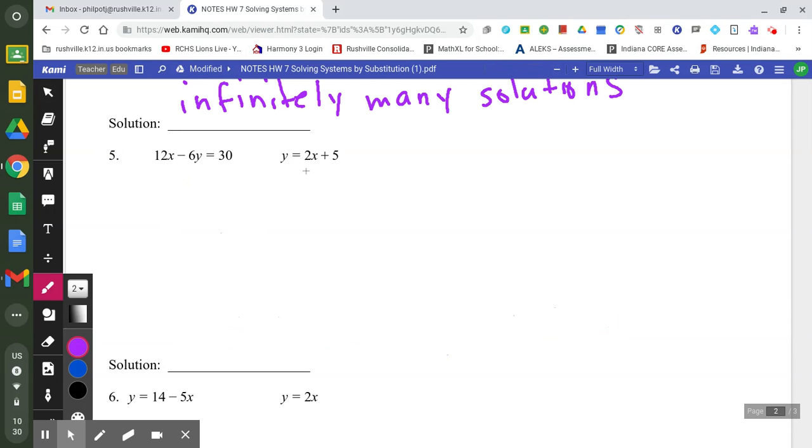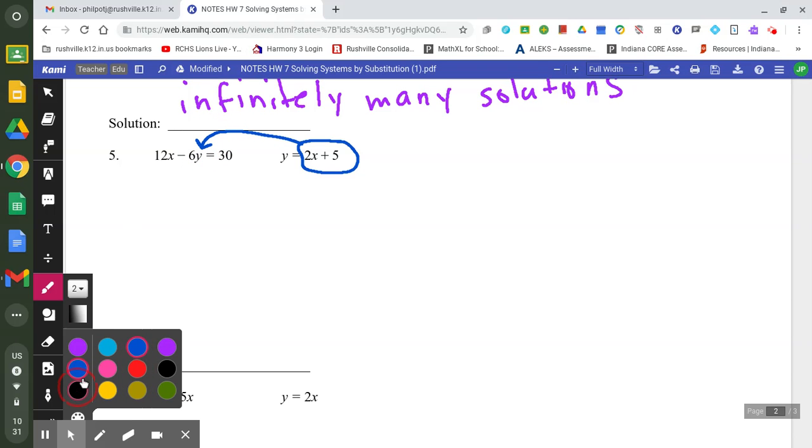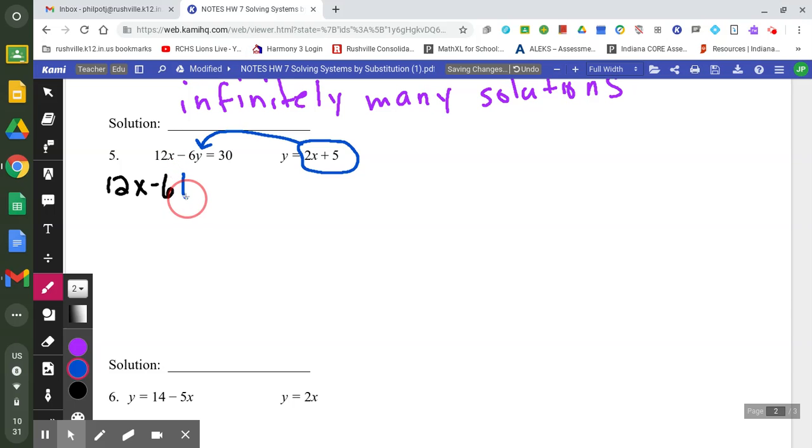Number 5, this equation is already solved for y, so I can begin substituting. So I'm going to take this 2x plus 5 and put it in for this y. So this line will be 12x minus 6 times the 2x plus 5 equals 30. So now I'm going to simplify this equation.